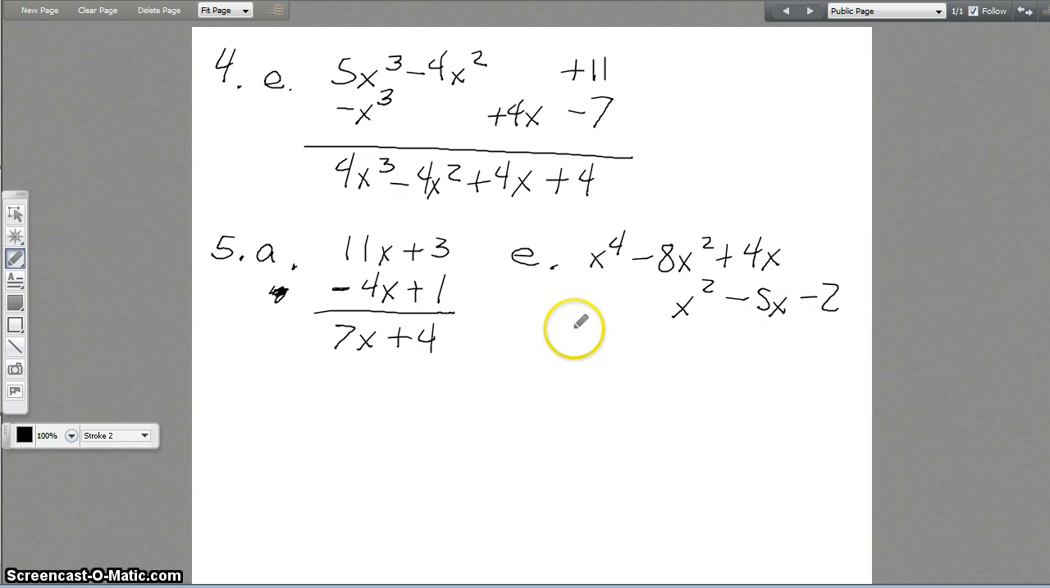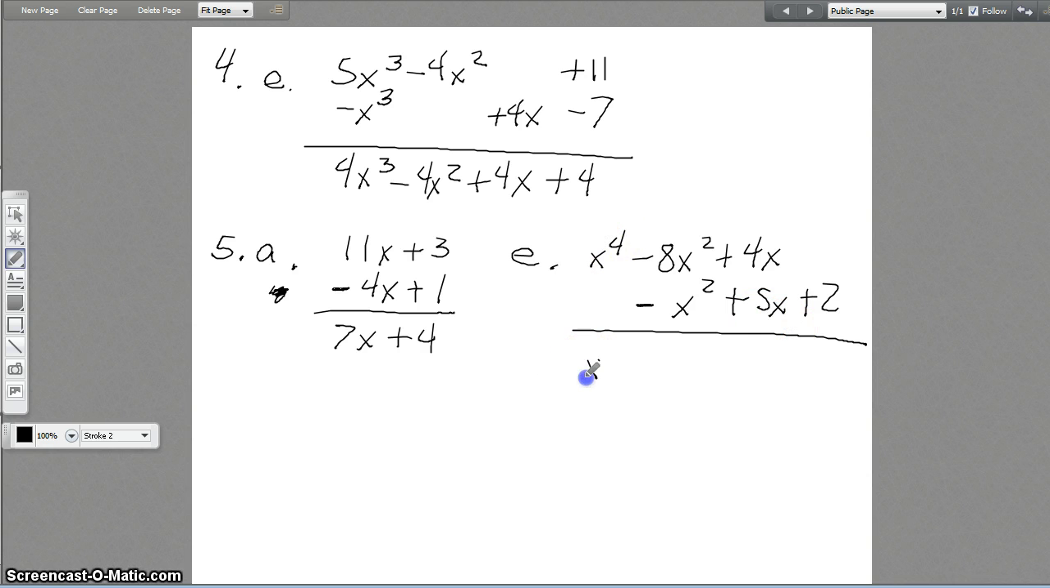Notice I have like terms in the same column. Now we need to subtract the second polynomial. So when we need to subtract it, I'm going to flip the sign of every term. X squared is positive, so I'm going to make it negative. 5x is negative, so I'm going to make it positive. The 2 is negative, so I'm going to make it positive. Now I can just add.